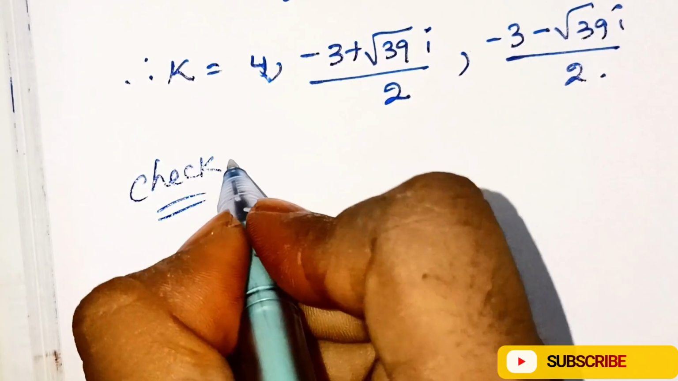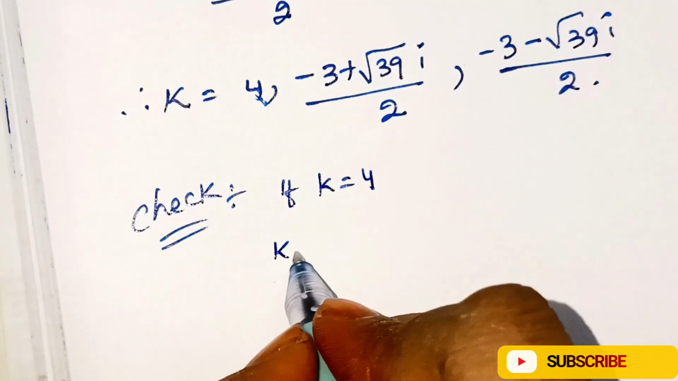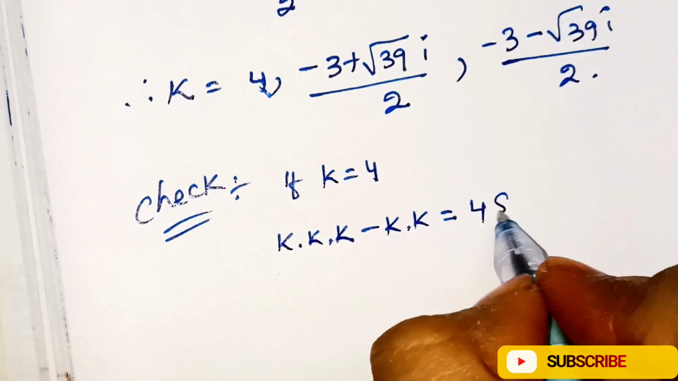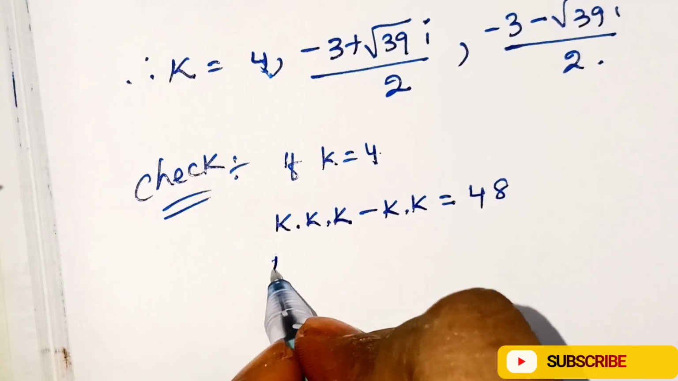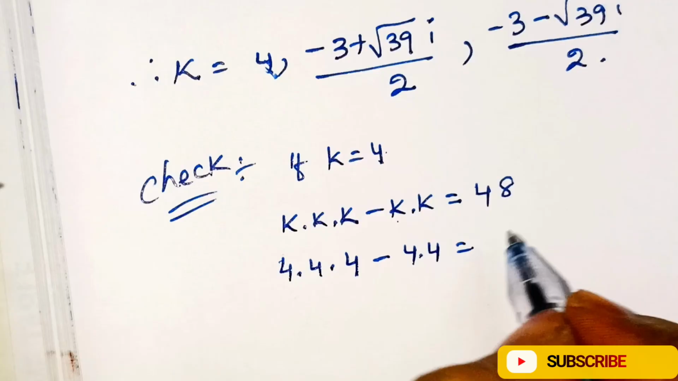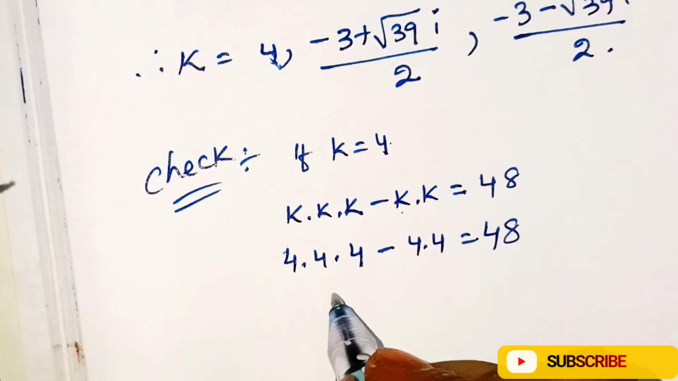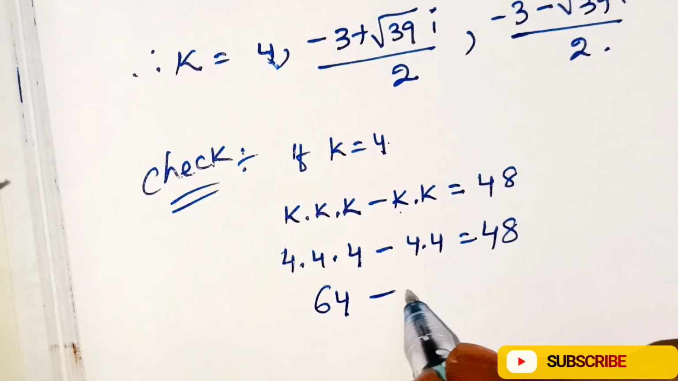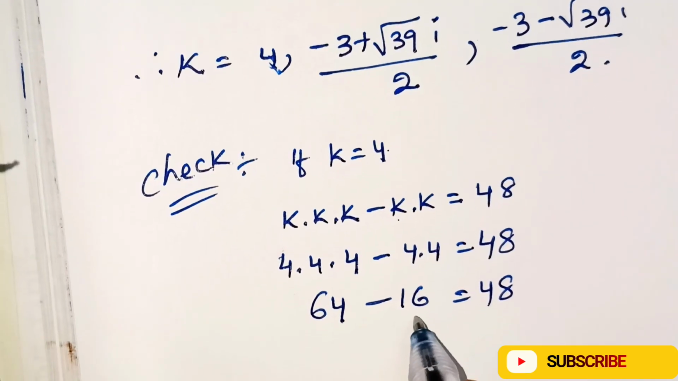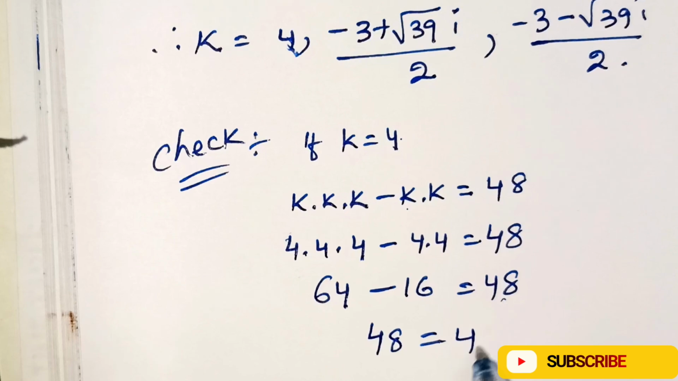Check if k equals 4, k into k minus k into k equals 48. The k value is 4: 4 into 4 into 4 minus 4 into 4 equals 48. 4 fours are 16, 16 fours are 64, minus 4 fours are 16. 64 minus 16 equals 48.